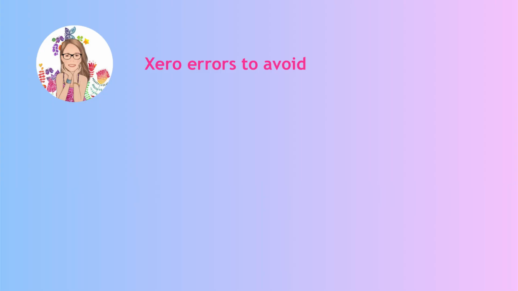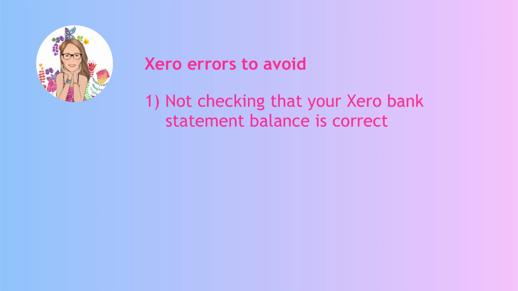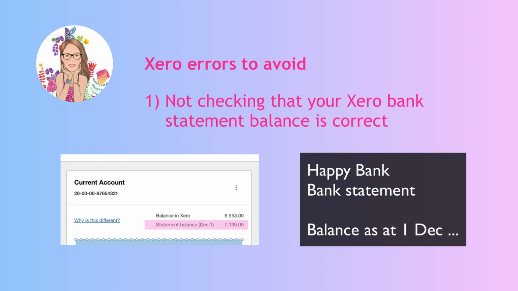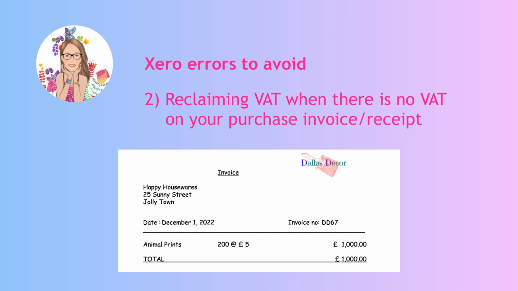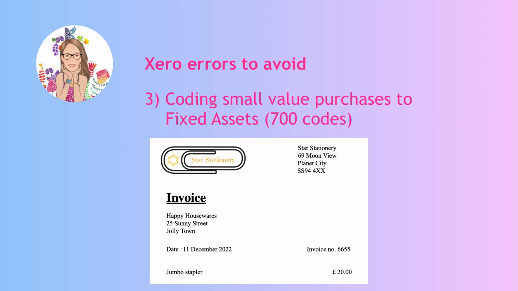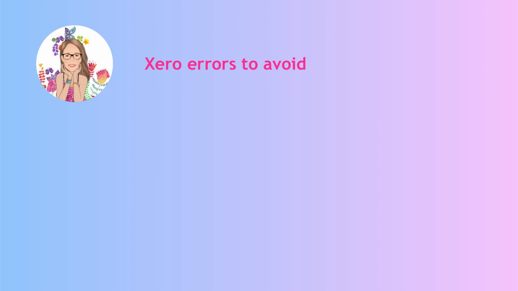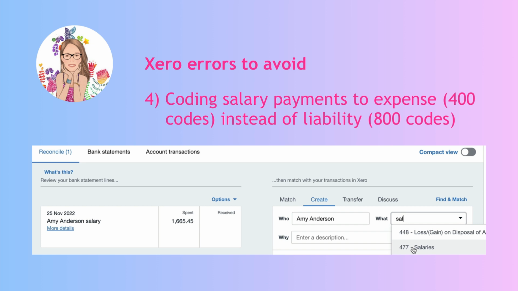So I'm just going to recap on these 5 examples of Xero errors. The first one is not checking that your bank statement balance agrees to your proper bank statement balance. So Xero will say, this is your bank statement balance, please make sure that it's accurate. The second one, reclaiming VAT when there isn't anything to reclaim. Third one, coding small amounts to fixed assets, 700 codes in Xero. The fourth one, coding salary payments to a profit and loss expense code. That's wrong. You need to make sure that you're coding your payments to an 800 liability code in Xero.